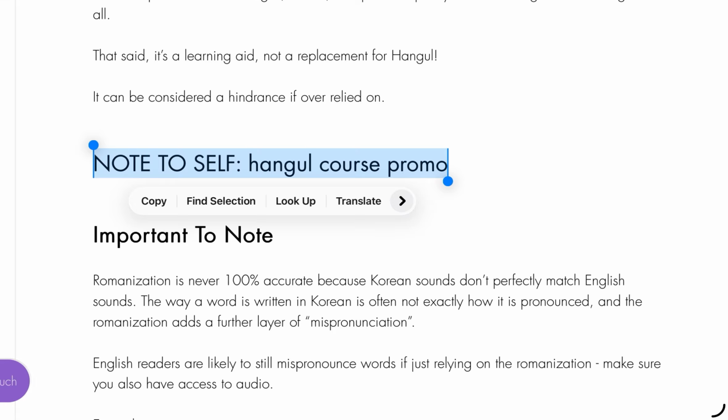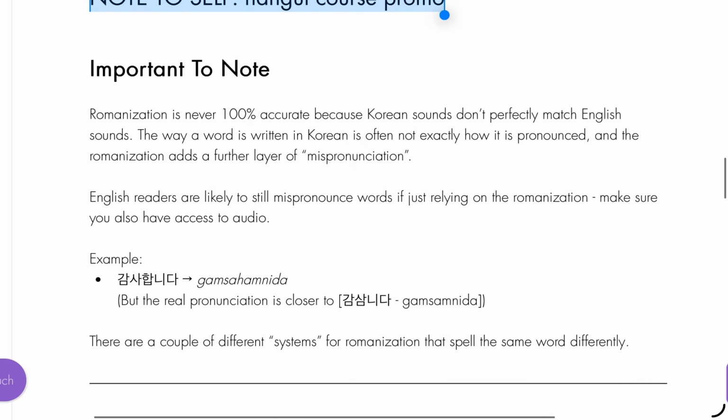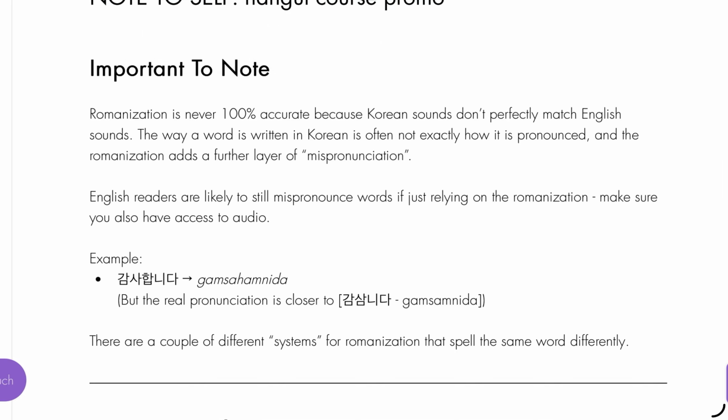Anyways, something that's important to note though, like I was saying, it's never 100% accurate because Korean sounds and English sounds are not one-to-one. They do not perfectly match up. So a word may be written a certain way in Korean, but that's not exactly how it's pronounced, which is why this is one of the hardest languages to read, because it's written one way, but the pronunciation is another way. So Romanization even adds a further layer of mispronunciation to it.